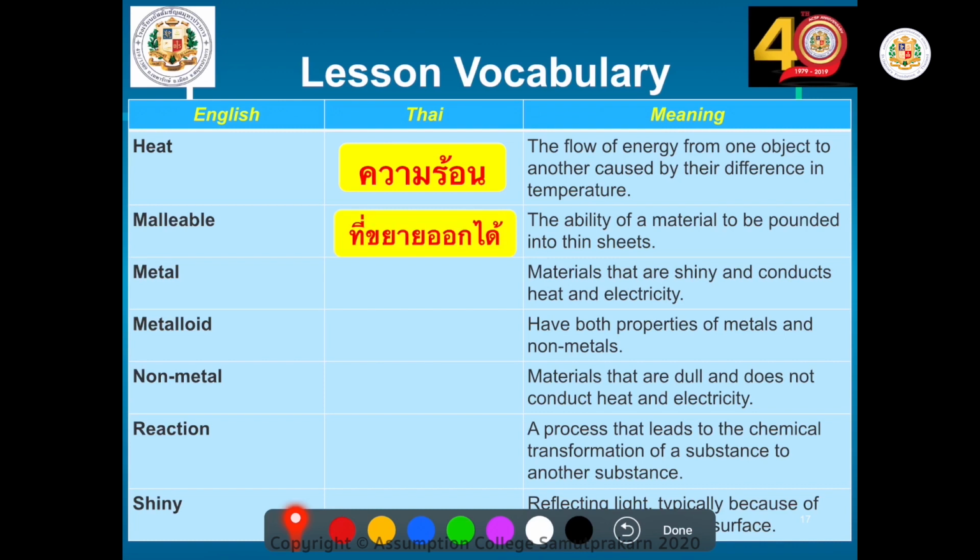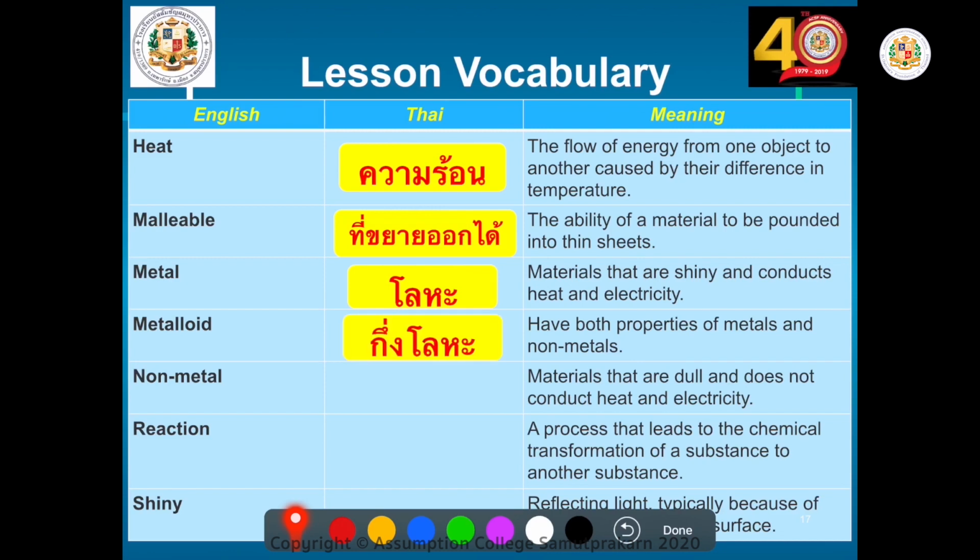Okay, in Thai, that's it. We have metal. Metals are usually shiny and they can usually conduct heat and electricity. So that's why our wires are made up of metals. That's why our cooking materials are made up of metals. That's because they can conduct both heat and electricity easily.